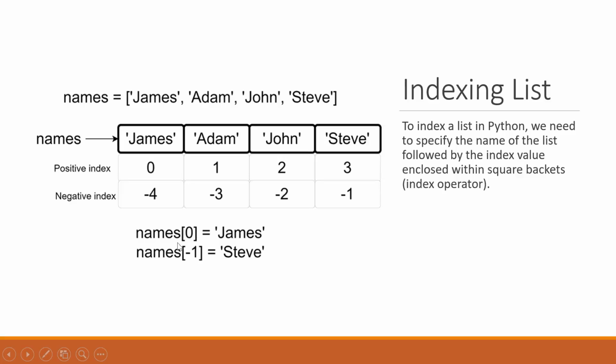So the names at index 0 is James. When we execute this cell or try to return this, James is the value we will get. In the same manner, if we try to fetch the element at index -1 in the names variable, then we will get Steve. Now let us discuss an example related to that as well.